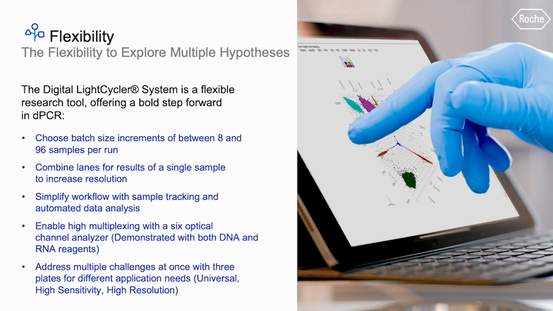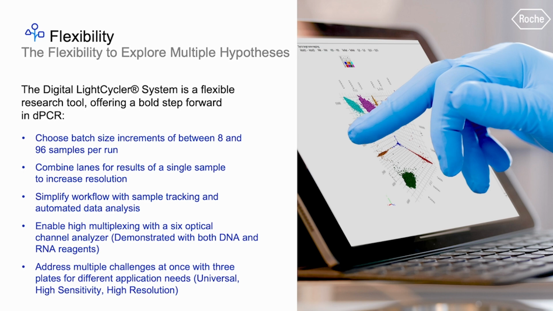There's also a capability of doing high multiplexing with the 6 optical channels, as already demonstrated with both DNA and RNA reagents. And you can also address various application needs, some of which I've already walked you through, based on the configuration of the consumable that you'd like to use, whether it's the high sensitivity for rare mutant detection, or the high resolution for things like copy number variation.